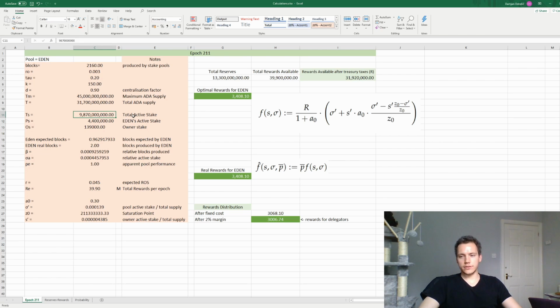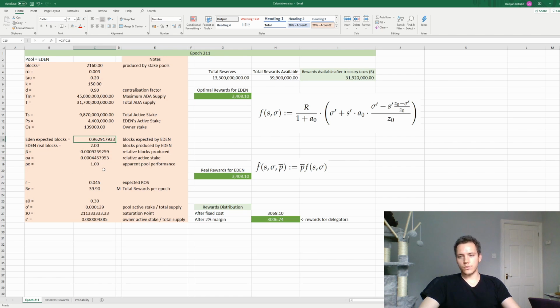TS is the total active stake. So that's the stake that was captured in the snapshot that's currently active in this epoch 211. PS is pool active stake. So Eden's active stake at the moment. OS is the owner stake, so this is my pledge amount, and then we can go into blocks. So the expected blocks is just the number of total blocks that are produced by stake pools times my relative active stake share.